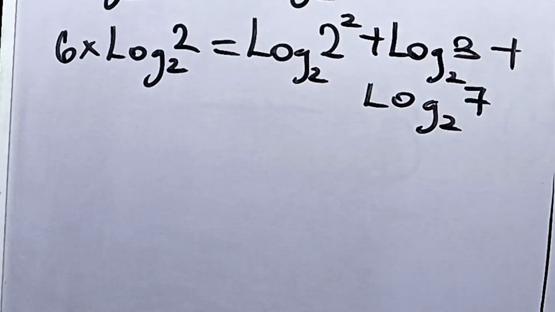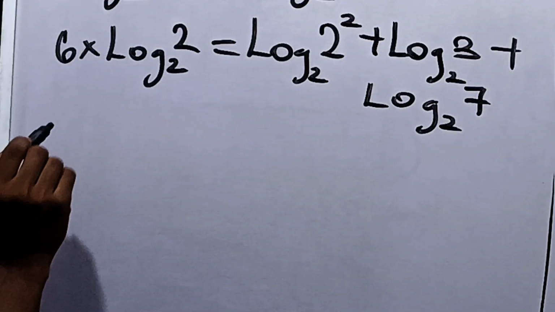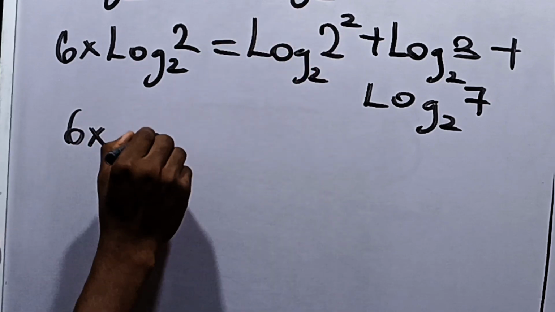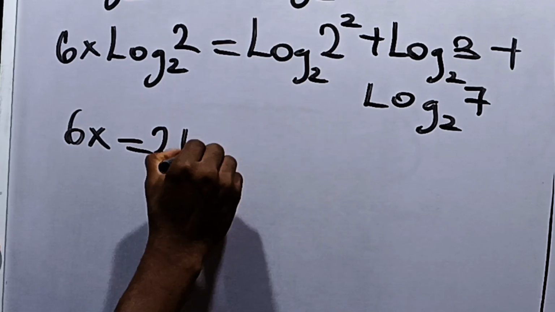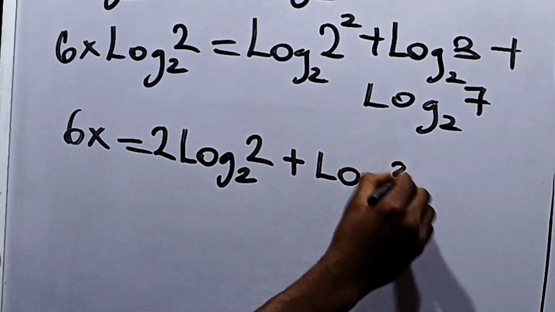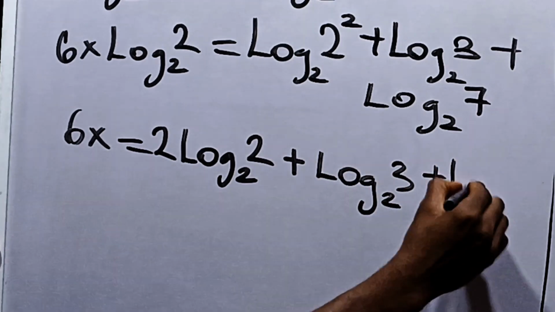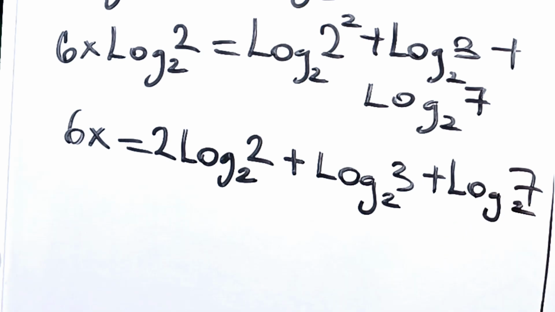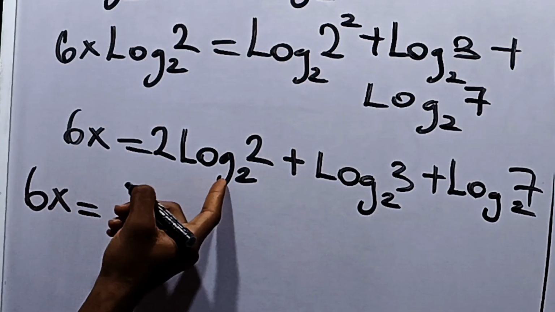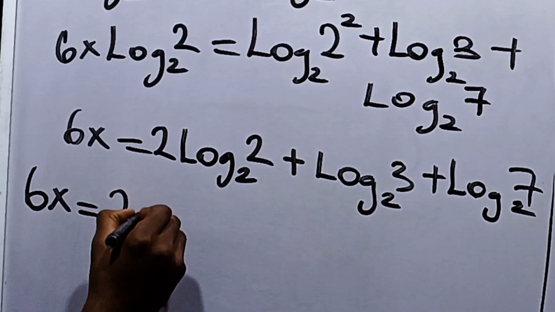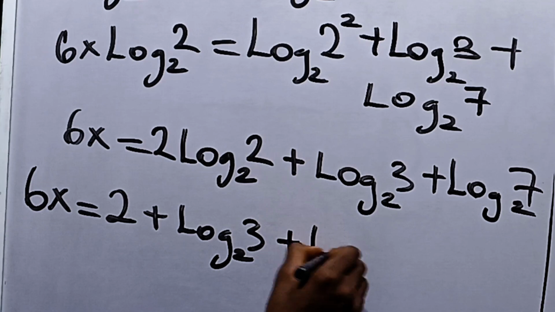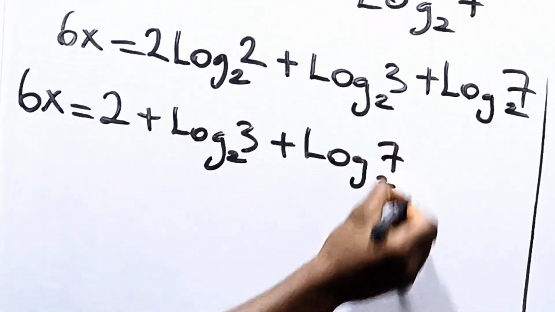Now, when you have this, logarithm of 2 to base 2 is 1. So we have 6x to be equal to, we multiply this power, so we have 2 times logarithm of 2 to base 2 plus logarithm of 3 to base 2 plus logarithm of 7 to base 2. Now, this becomes 6x to be equal to, logarithm of 2 to base 2 is 1, 1 times 2 is 2, plus logarithm of 3 to base 2 plus logarithm of 7 to base 2.